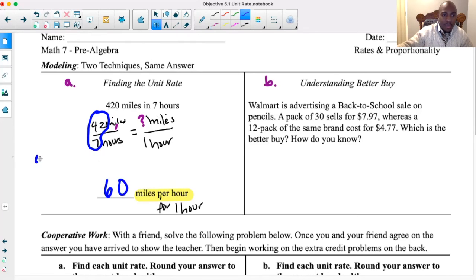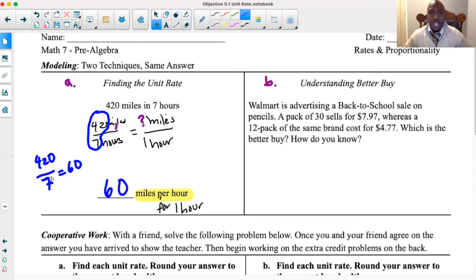All right, let me try to explain this one more time so you can understand exactly what I'm saying here. When you have to find the unit rate, it's saying find the unit rate. Okay, unit rate of what? Do you want 1 mile? Do you want 1 hour? That's the first thing you should be thinking in your head. All right, they tell me 420 miles in 7 hours.